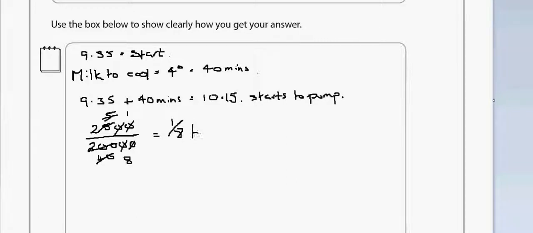it would take him 1/8 of an hour, okay, because he's only pumping 2,500 litres of the 20,000 litres in an hour that he could do. So that's 1/8 of an hour, okay. Now I know 1/4 of an hour is 15 minutes, so 1/8 of an hour would be 7.5 minutes.